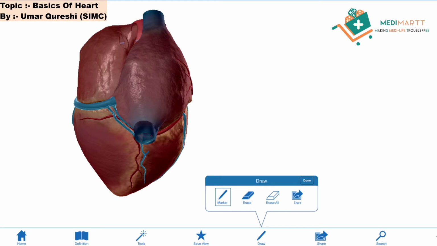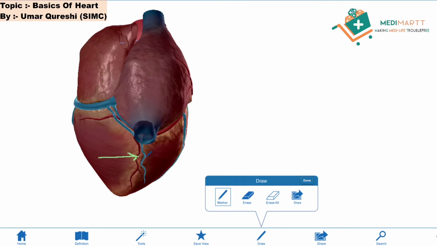So what are they? Basically the posterior interventricular branch of the right coronary artery. You can see that the red colored one is the posterior interventricular branch of the right coronary artery. It is already given in the name, as we know the name of this groove is the posterior interventricular groove. So that's why it is called the posterior interventricular branch of the right coronary artery.